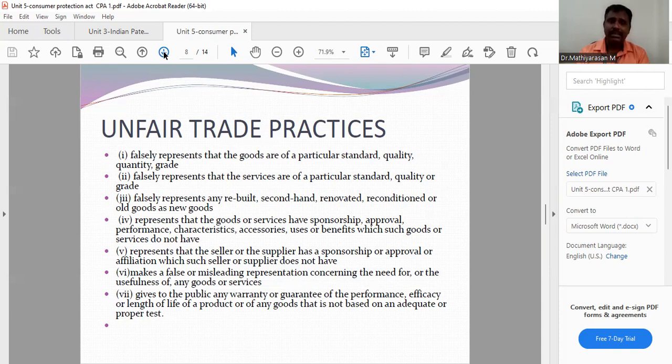Makes a false or misleading representation concerning the need for, or the usefulness of, any goods or services. Gives to the public any warranty or guarantee of the performance, efficacy, or length of life of a product or of any goods that is not based on an adequate or proper test.